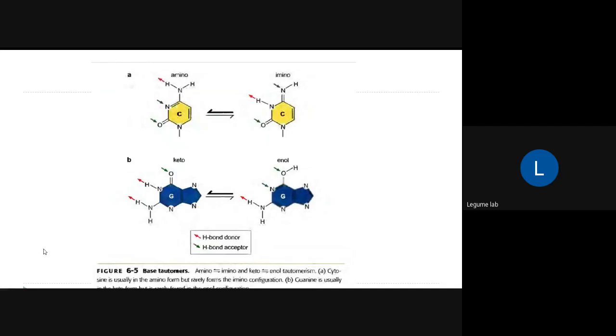And at last, we are moving to the base tautomers. The difference between the normal base and its tautomeric version in C is from amino group to imino group. This is the difference. Actually, the single bond is getting converted into a double bond. Whereas in the guanosine molecule, a keto group is converted into an enol group. So keep all these things in your mind.